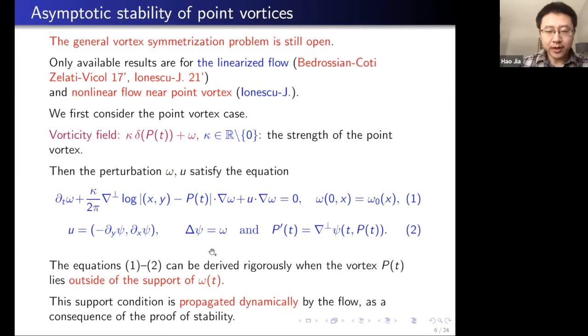For this problem, we need to assume that the point vortex is located outside the support of the vorticity field. This is very important because, as far as I know, when you have a Dirac mass type of singularity for 2D Euler, and the Dirac mass is located in the support of the general vorticity field, then even the local well-posedness could be an issue. But this support condition is preserved dynamically by the flow, so it's not a big problem for us.